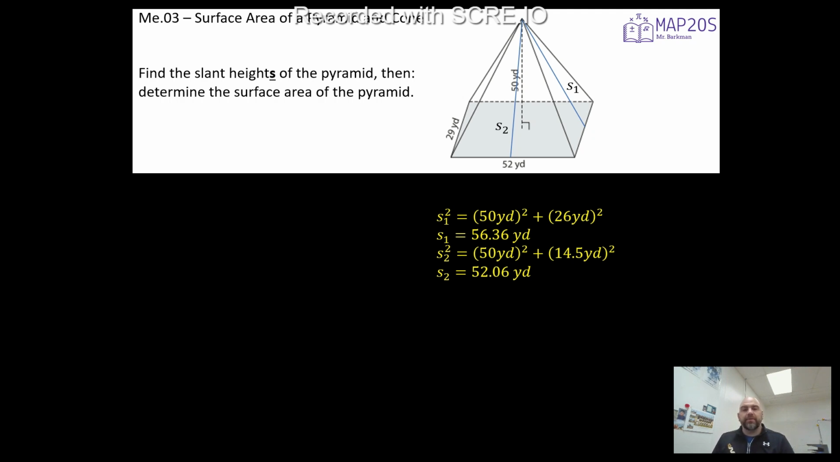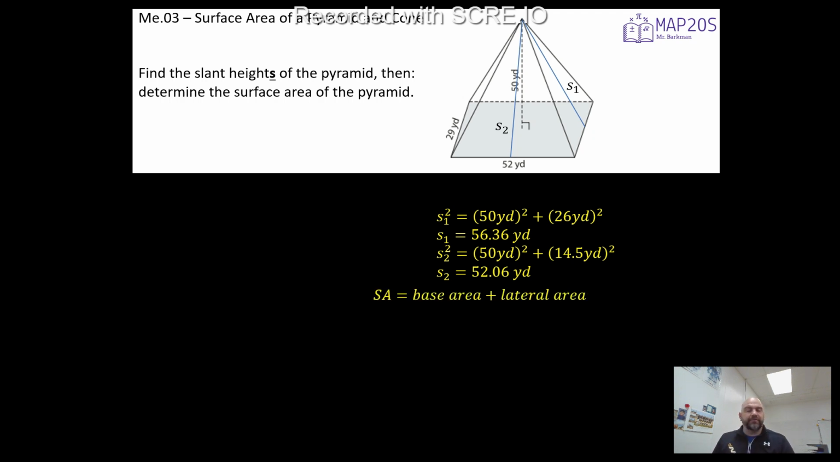The important thing to remember is that in a rectangular based pyramid, the lateral area is not made up of exactly equilateral triangles. There are two different triangles that we have to find. One of them is going to be this front side, and one of them is going to be the side. So front and back are together, and the two sides, left and right, are together as well.